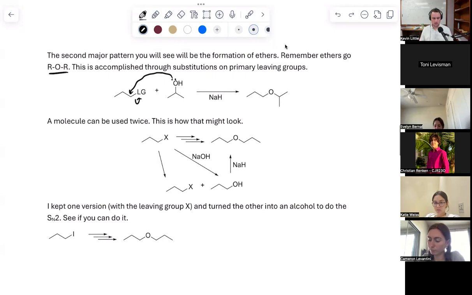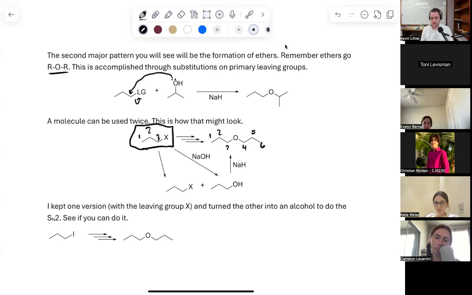And here I'm going to introduce a new stipulation. I don't want you using anything that adds carbon outside of what I give you as starting material. So I'm given this, which has 1, 2, 3 carbons, and then my final product has 1, 2, 3, 4, 5, 6. So that means I'm going to have to use this starting material twice. I'm going to have to do 2 different things with it.